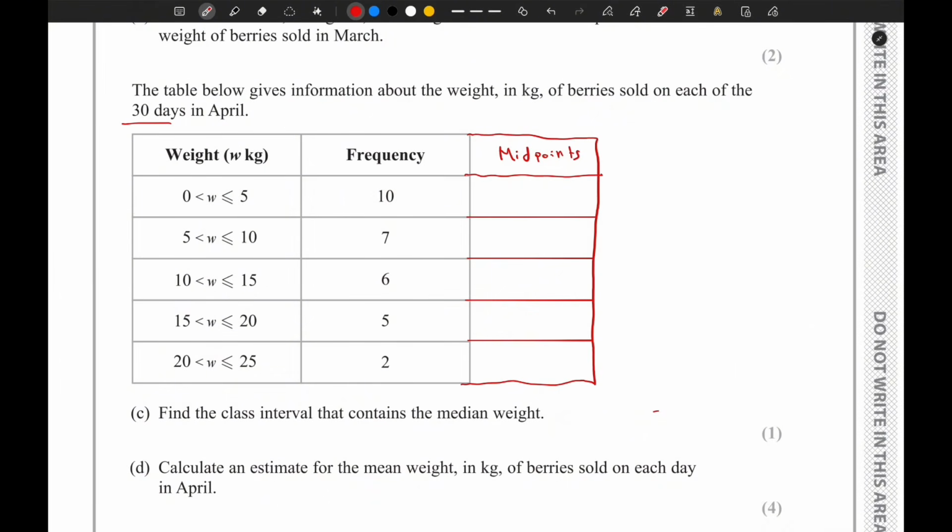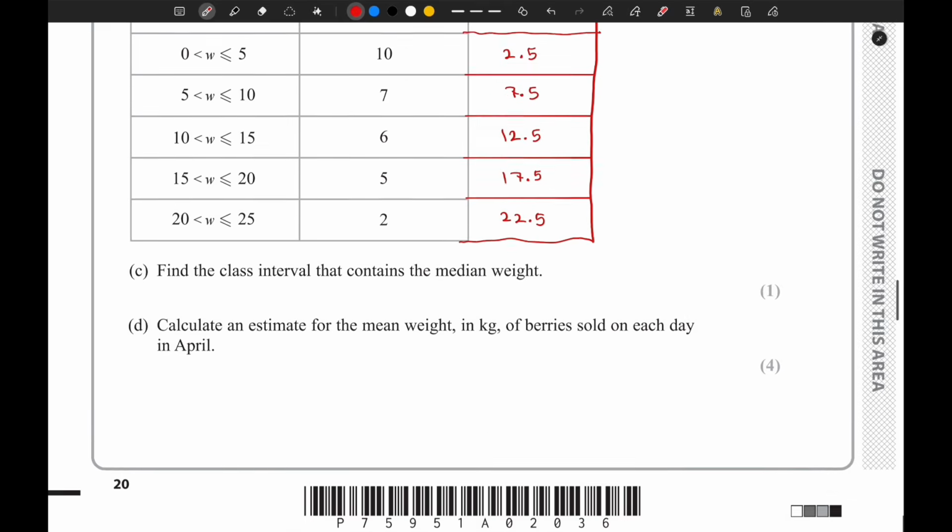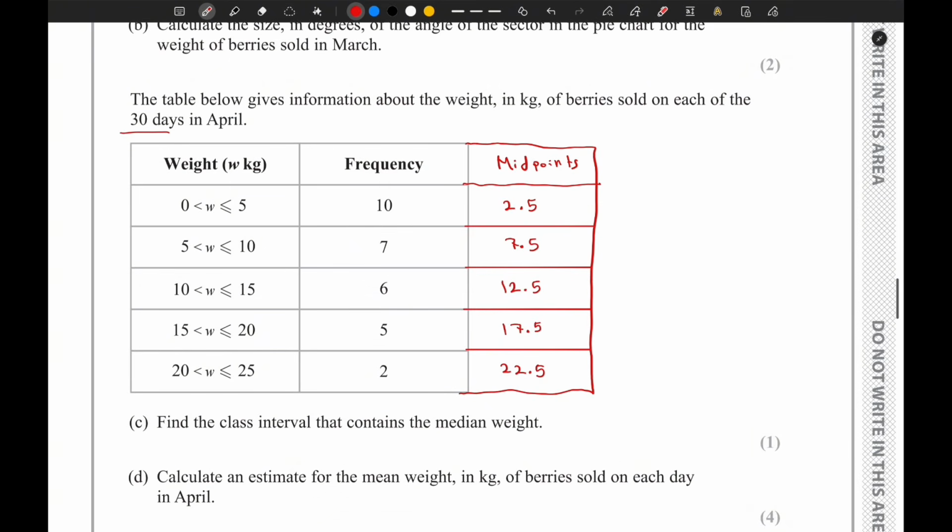For the first row, the midpoint will be 2.5, and for the second row, the midpoint will be 7.5, and for the third row, the midpoint is 12.5, and that's 17.5. This is 22.5. Now we need to apply the formula in order to calculate the estimated mean. We need to multiply these values and add them up all together.